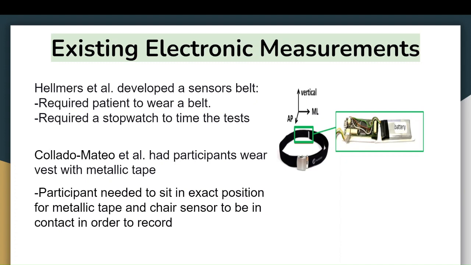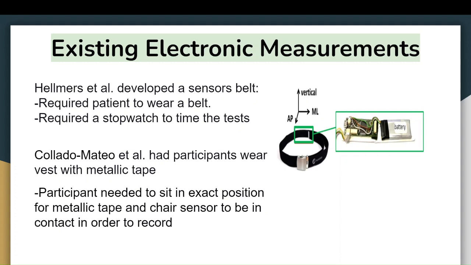There are existing electronic measurements that have been created for the 30-second test. Helmers et al. developed a sensor belt, but the issue is that it required a patient to wear a belt, and this external device makes the test more cumbersome for the patient to perform. It also requires a stopwatch to time the test, making the test manual rather than automatic, which essentially defeats the purpose of the device.